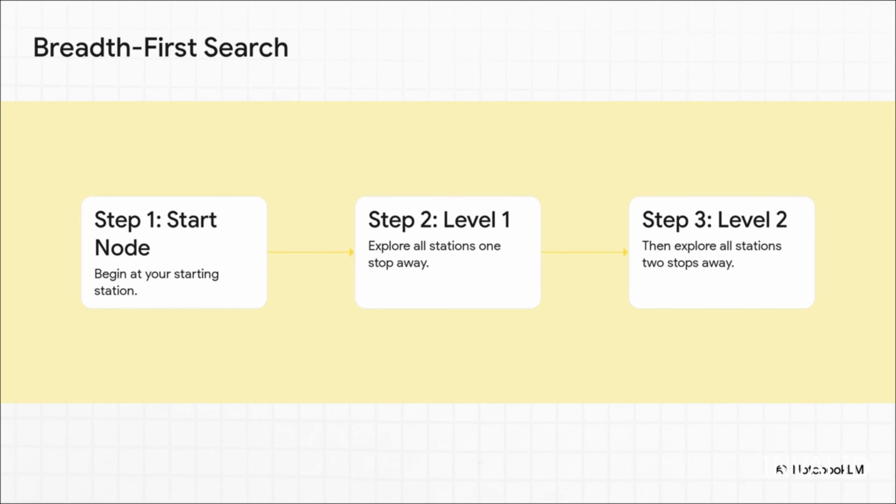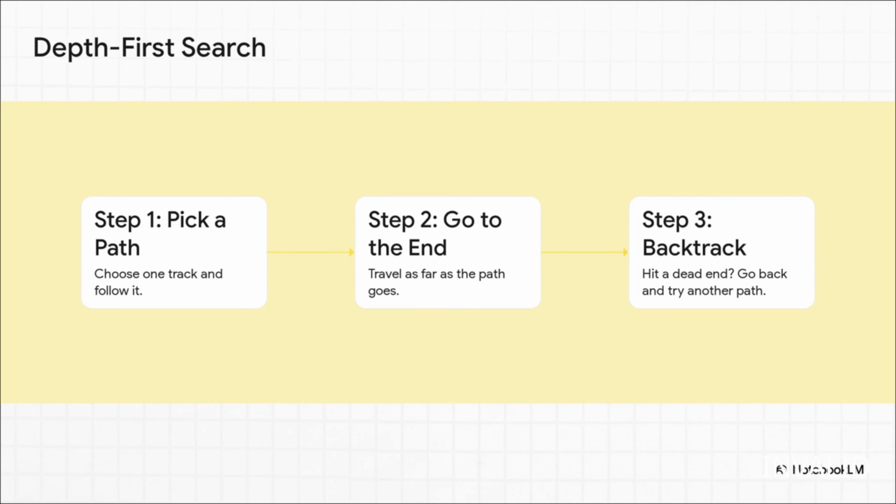Imagine you're standing at a station. BFS is super methodical. It explores layer by layer. So first, it looks at all the stations that are just 1 stop away. Then it looks at all the stations 2 stops away, then 3, and so on. Its goal is simple but really powerful. It always finds the path with the fewest number of stops. Guaranteed.